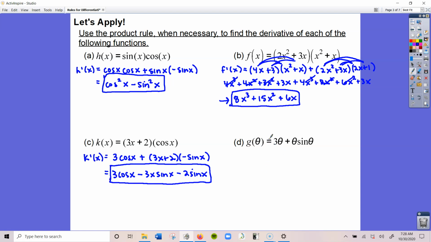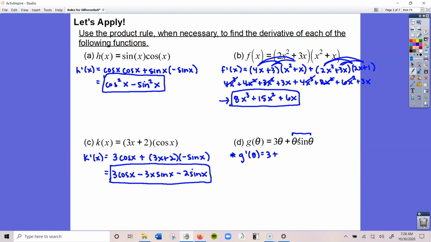Now, over here, we have g of theta, which is equal to 3 theta plus theta times sine theta. Now, this is plus, so you don't necessarily have to use the product rule for the whole thing, but theta times sine theta, this is a product. So here, we're going to have to use the product rule. So when we're finding the derivative of g of theta, this would equal 3 plus, and now I'm going to apply the product rule for this.